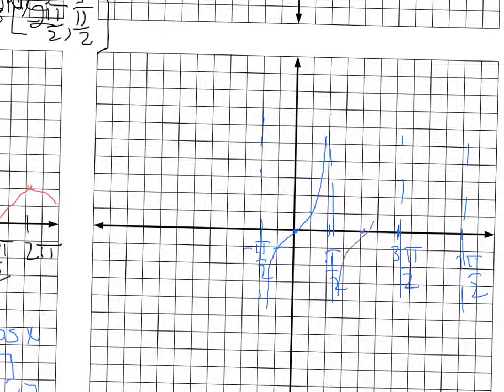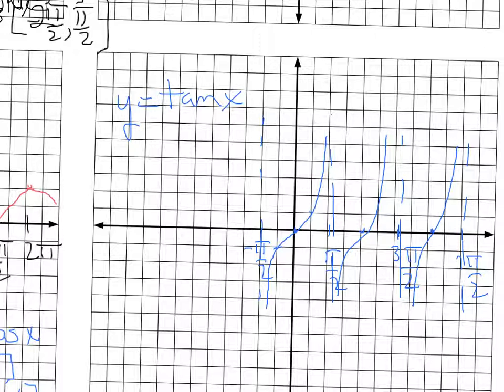Off a little bit, but will that pass the horizontal line test? Y equals tangent of x, does that pass the horizontal line test? No. What might be a reasonable restriction, do you think, that might have been made so that we could pass the horizontal line test? Just one period, yeah. So negative pi over 2 to pi over 2.